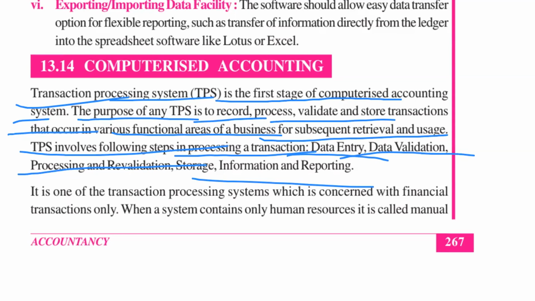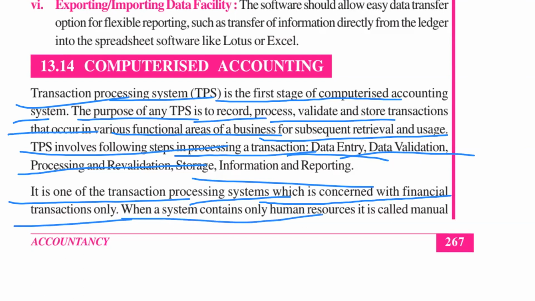Clear? It is a transaction processing system which is concerned with the financial transactions only. Means it is restricted to finance. It will record all the financial transactions only. Financial transaction means what? The transactions which can be expressed in terms of money. Like purchased goods for rupees 10,000, sold goods for rupees 20,000, paid rent 10,000. These are financial transactions. So TPS will record, process, and validate only financial data.